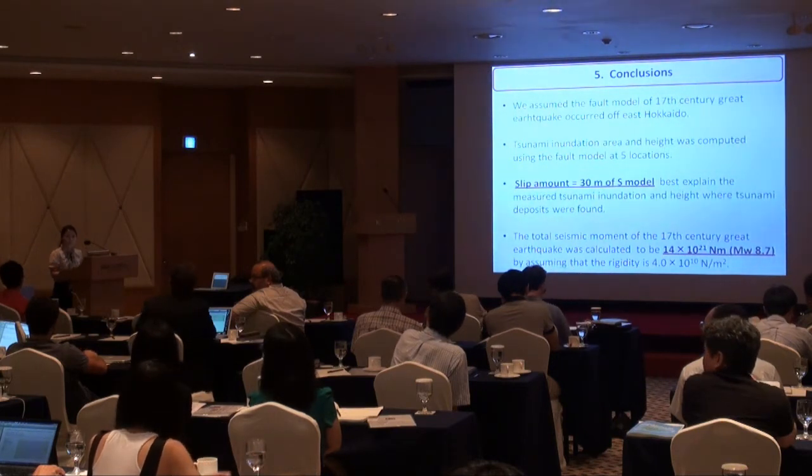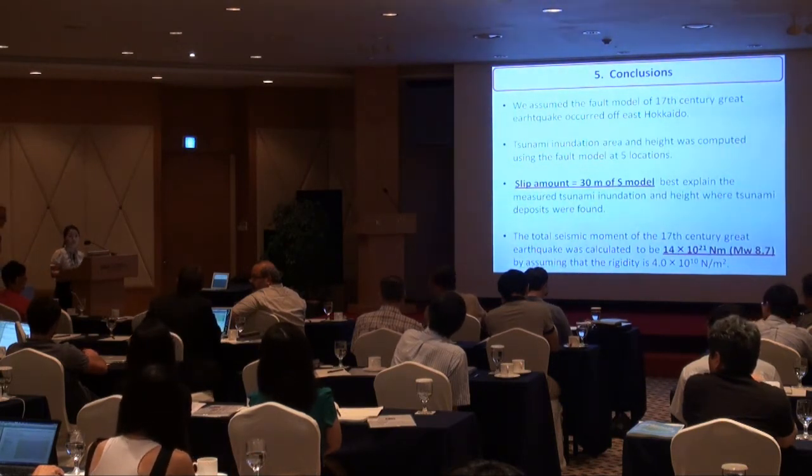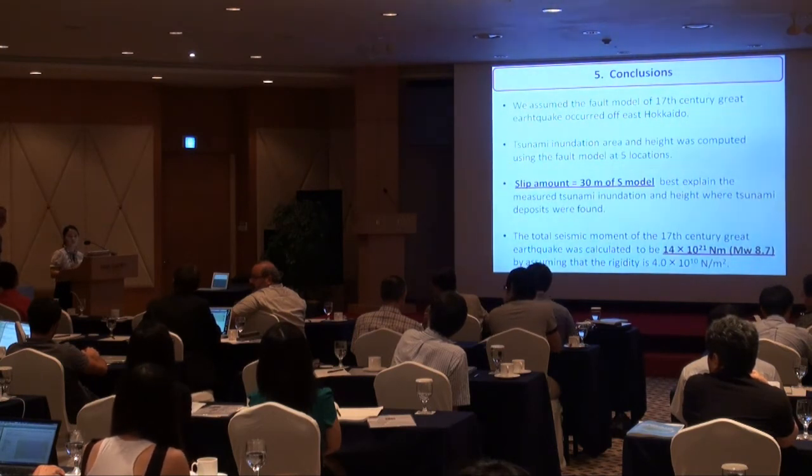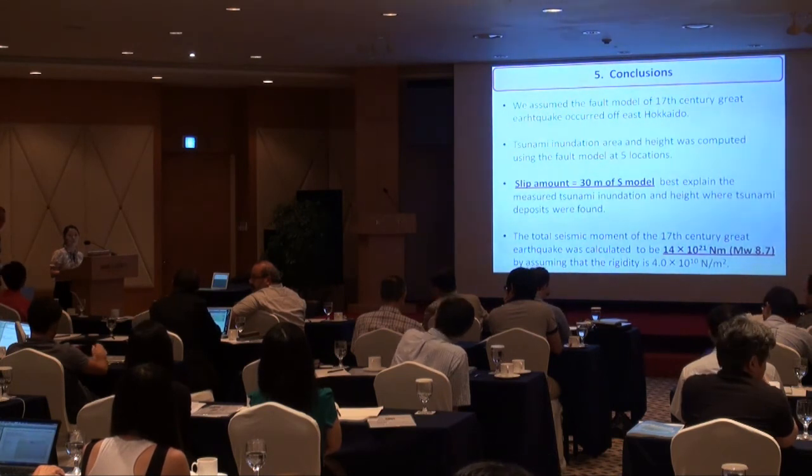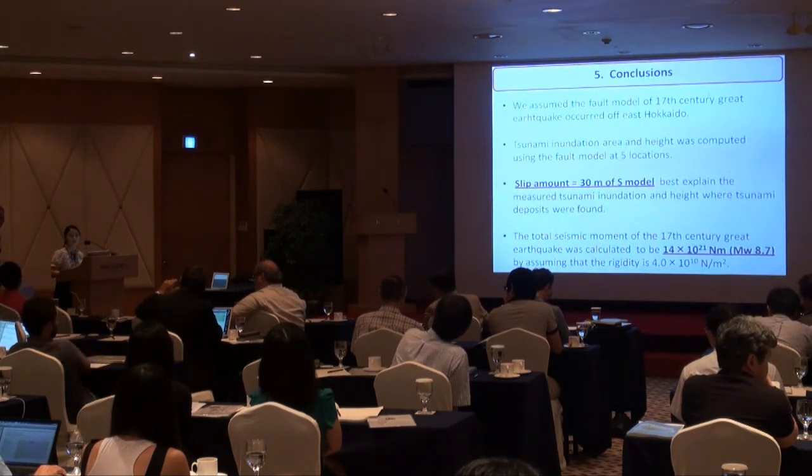Finished? Okay. Have you considered the possibility that this could be a different kind of mechanism, like the 1933 Sanriku normal faulting earthquake, which had a much larger aspect ratio of its displacement versus length?